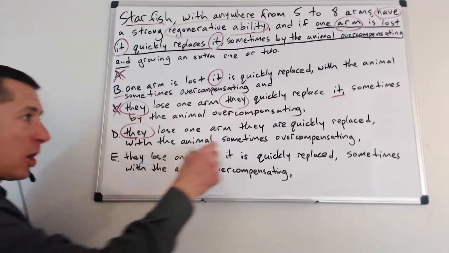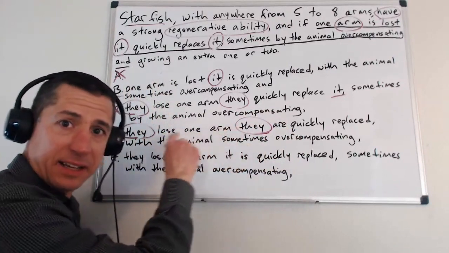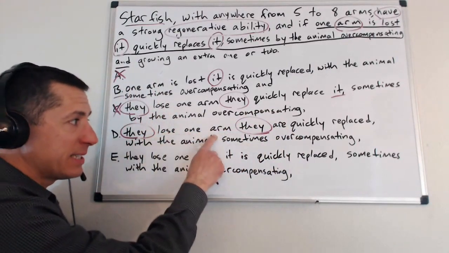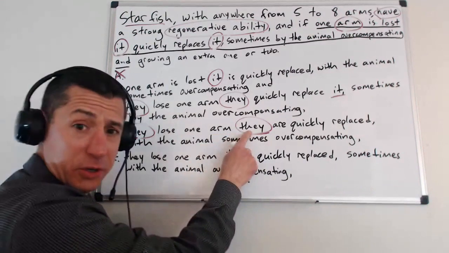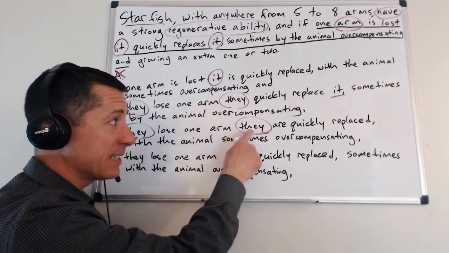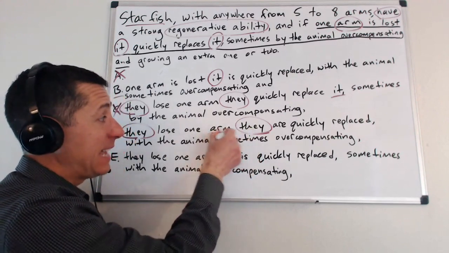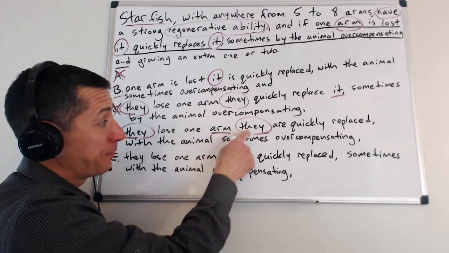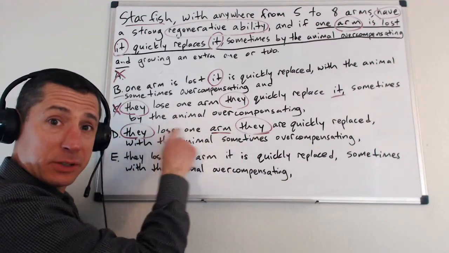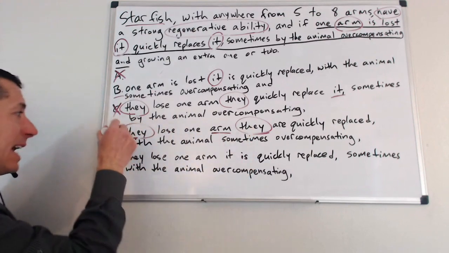What about D? They lose one arm. They are quickly replaced. We could argue that we have that same problem at the beginning. They, the starfish, collectively lose a single arm. But then we have a huge problem with this they. You can be pretty mechanical with this one and say, what does they refer to? Obviously, starfish. The starfish are quickly replaced. They can't refer to arm, that's singular. So we're saying that when starfish collectively lose a single arm, the starfish themselves are replaced. That's nonsense. D is out.